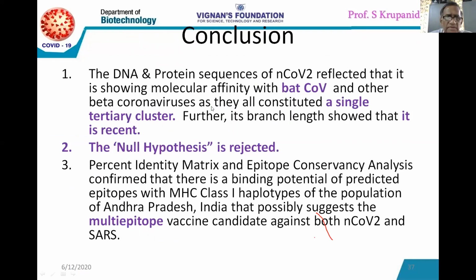The other thing is that it constituted a single tertiary cluster with the beta coronavirus. That is most important. So it is not sporadically spread across the coronaviruses. Alpha coronavirus is separated from beta coronavirus, and it is not that we separated them physically. Only the nucleotide sequence separated them through this dendrogram, this phylogram.